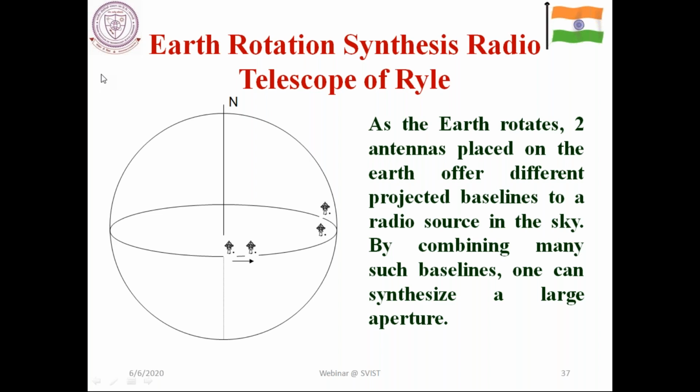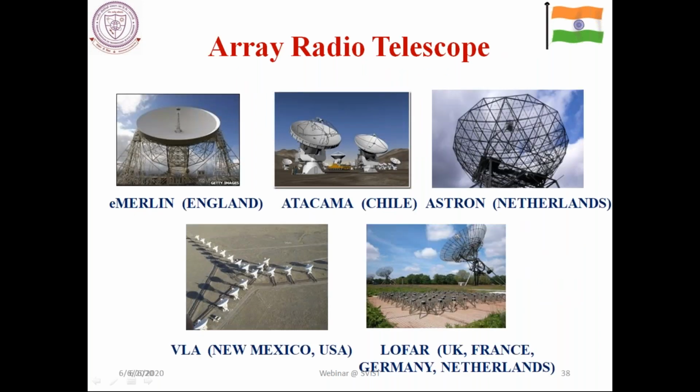So here I am showing you some array telescopes all over the world, some of the important ones like MERLIN in UK, then in Chile it is Atacama, and in Netherlands, it is ASTRON. We have the Very Large Array or VLA in New Mexico. By the way, Professor Dasgupta's contribution, which I showed you a few minutes ago, was later improved by using this VLA in New Mexico. And you also have the Low Frequency Array or LOFAR, which spans 4 different countries: UK, France, Germany, and Netherlands. Here I am showing you some of the antenna arrays.